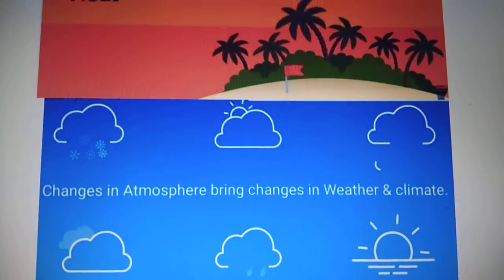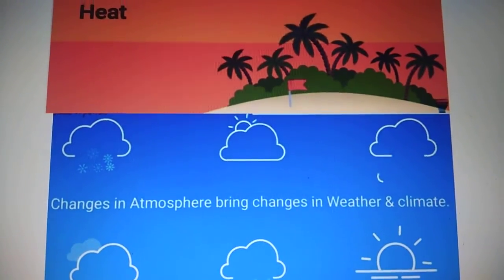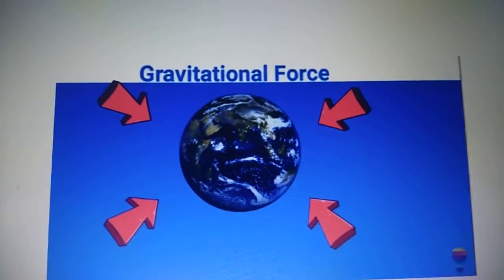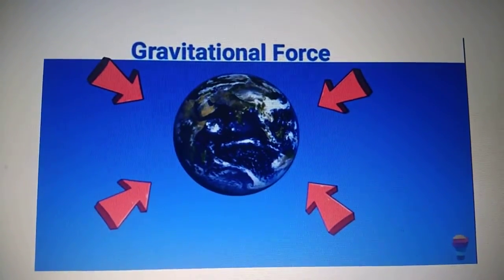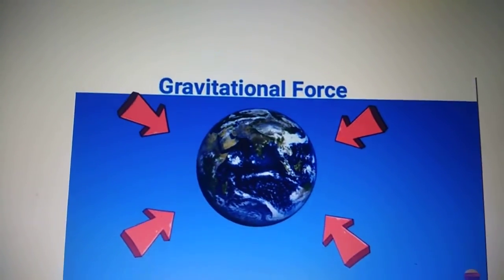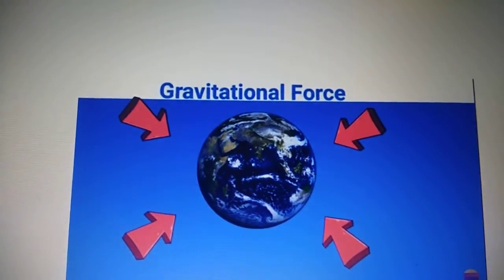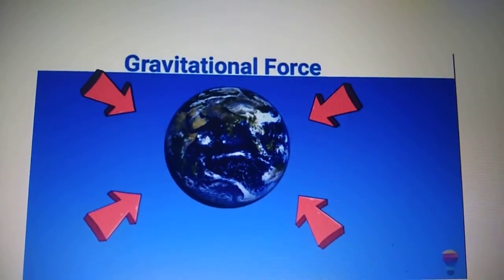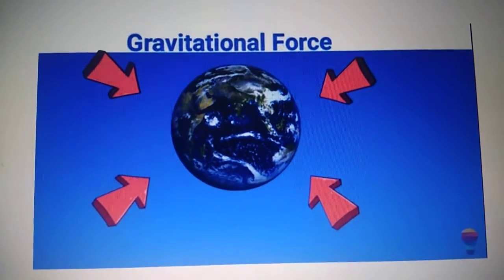Now, how is it that we have atmosphere on Earth and not on other planets? It is because of the gravitational force of the Earth. Because of the force of the Earth, it is keeping the air around the Earth. Okay, if this force was not there, then we would not have any atmosphere around Earth and life would not have been possible on Earth.